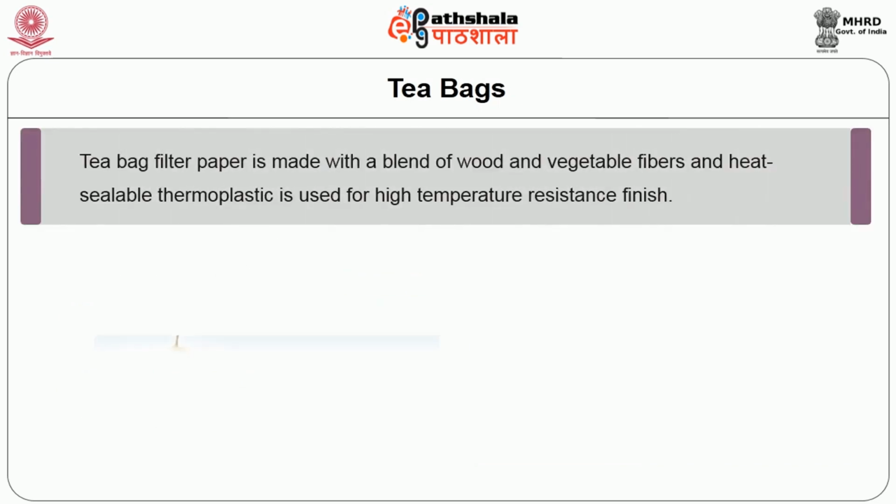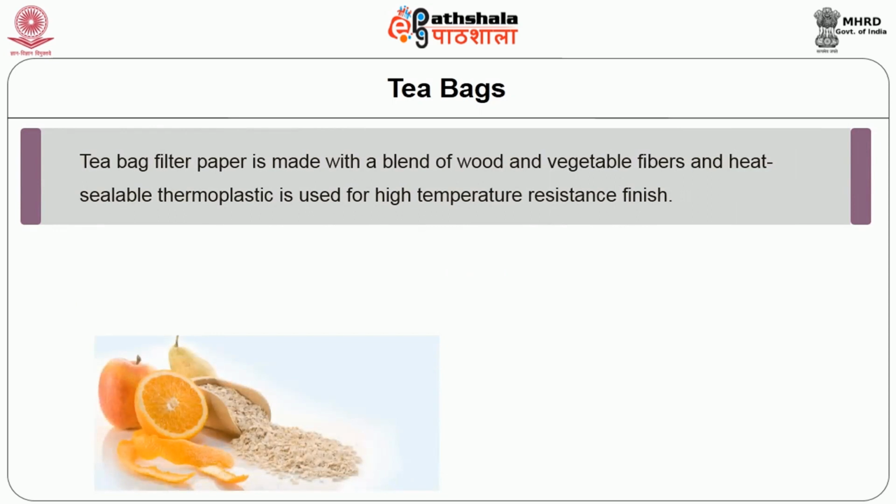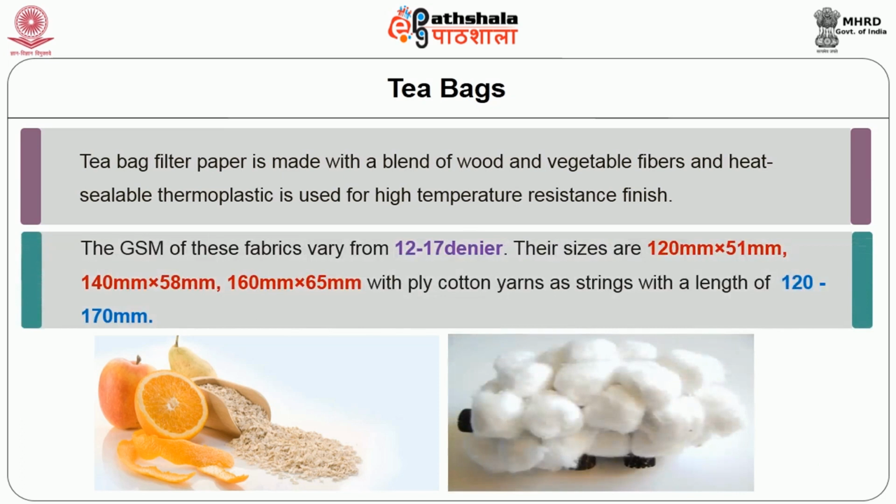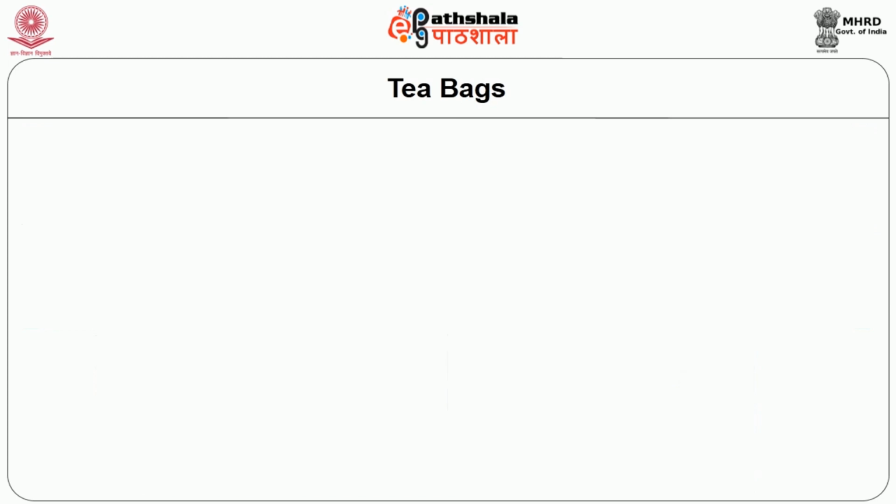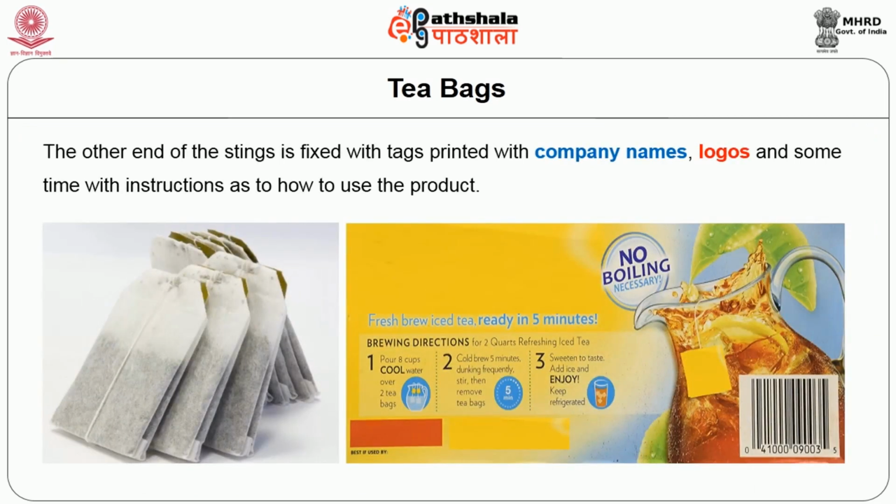Tea bag filters are made with a blend of wood and vegetable fibers, and heat-sealable thermoplastic is used for a high temperature resistant finish. The GSM of these fabrics varies from 12 to 17. The sizes are 120 by 51 mm, 140 by 58 mm, 160 by 65 mm with poly cotton yarns as strings with a length of 120 to 170 mm. The other end of the string is fixed with a tag printed with the company's name, logo and sometimes instructions on how to use the product.